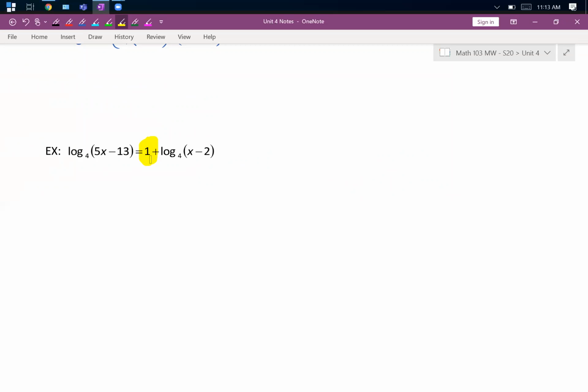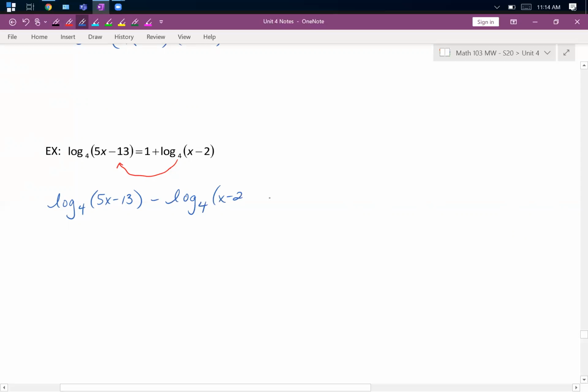But before we can do that, we have to have a single log equal to a constant. So we want to get all the log terms on one side, and then we'll combine them. So let's subtract over our log base 4 of x minus 2.